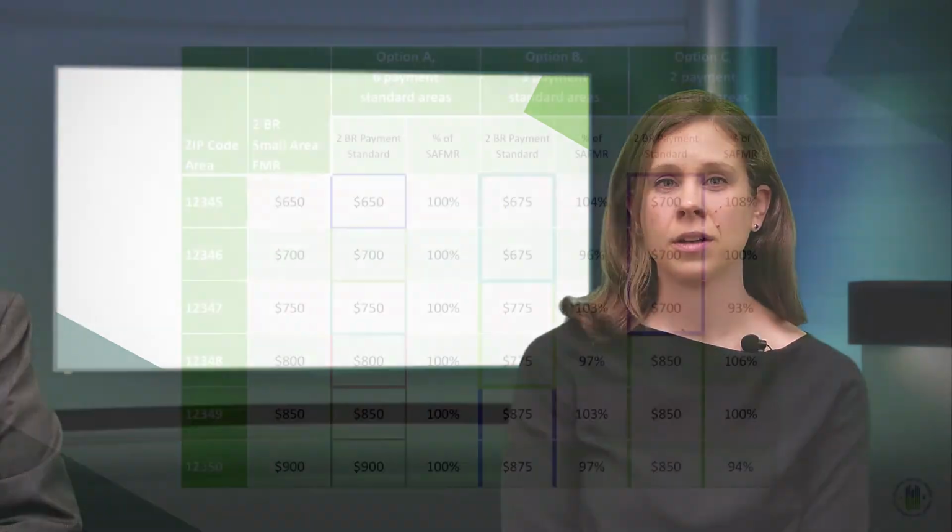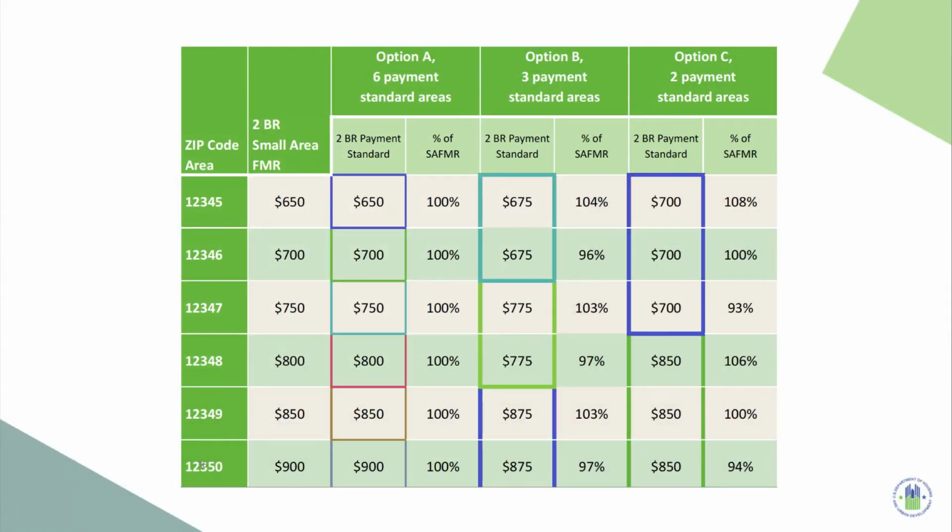To illustrate this option, consider a PHA whose service area covers 6 zip codes, each with a different 2-bedroom small area FMR. The PHA could choose to have 6 separate payment standards, one for each of the zip code areas, as seen in option A. Or the PHA could group the zip codes into a smaller number of payment standard areas, either 3 payment standard areas as in option B, or 2 payment standard areas as in option C. Other configurations are possible, but the PHA could not have fewer than 2 payment standard areas, since the basic range for the lowest small area FMR does not overlap with the basic range of the highest small area FMR.